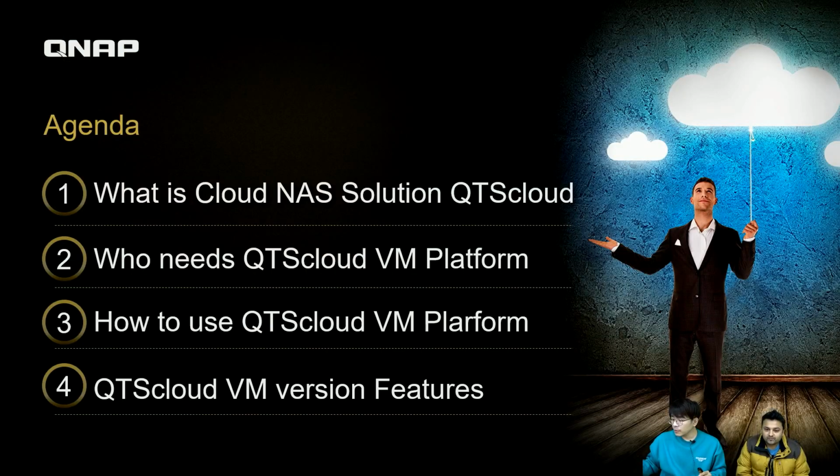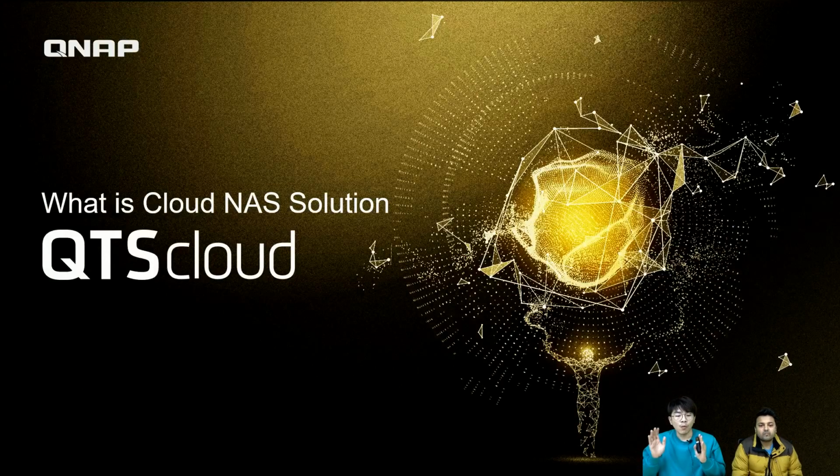Today we will have 4 topics. First, what is Cloud NAS. If you have followed our video last week, I believe you know that, but if this is the first time, we will let you know what that is. Second, who will need the QTScloud VM platform? Third, if you have chosen to use the QTScloud VM platform, how to use it. That is the most important part. If you're using a physical NAS, you just plug the power, turn on, and connect the internet cable. So for the VM platform, how do you use it? And finally, we will make a conclusion with all the QTScloud version features. We will start from what is the Cloud NAS solution, the QTScloud.